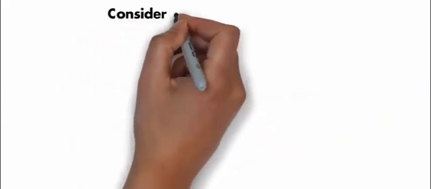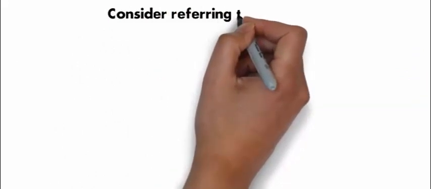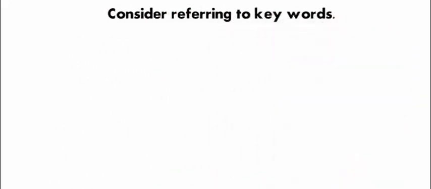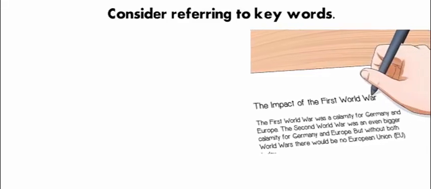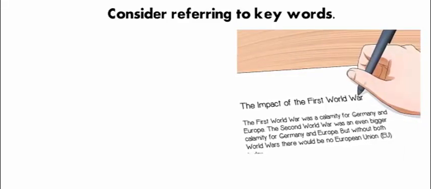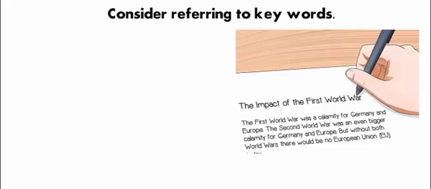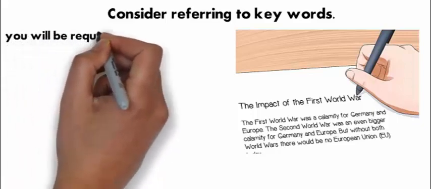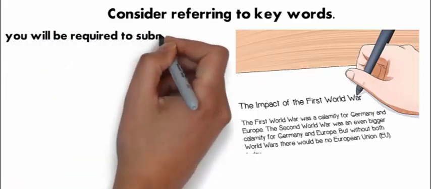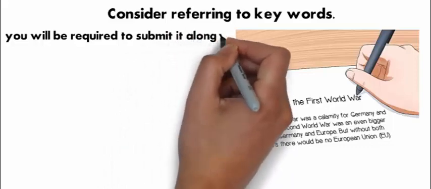Consider referring to keywords. When you write a research paper for publication, you will be required to submit it along with a series of keywords which give a quick indication of the areas of research you are addressing. You may also have certain keywords in your title which you want to establish and emphasize in your introduction.